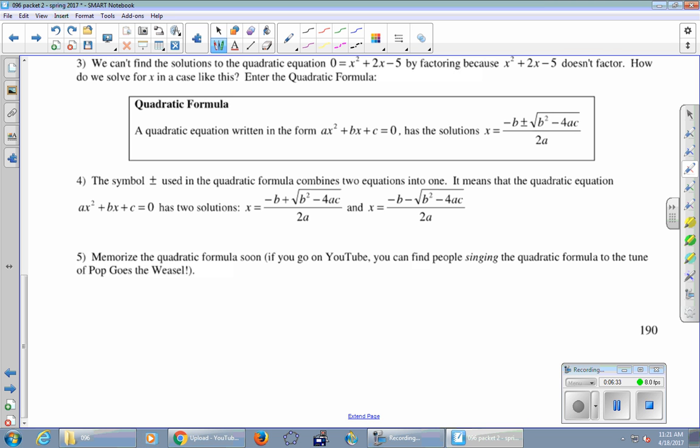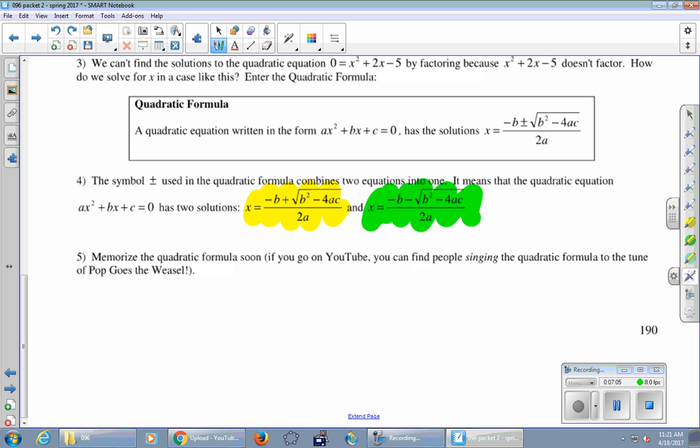Just a couple of notes before we do. That plus or minus symbol really combines two different equations into one. If we wanted to write it all out, we would say x equals negative b plus, just plus, square root of b squared minus 4ac over 2a. Or the other solution is x equals negative b minus, just minus, square root of b squared minus 4ac over 2a. The only reason we put that plus or minus is because we don't feel like writing them both separately. It's just shorthand. These are the two solutions.